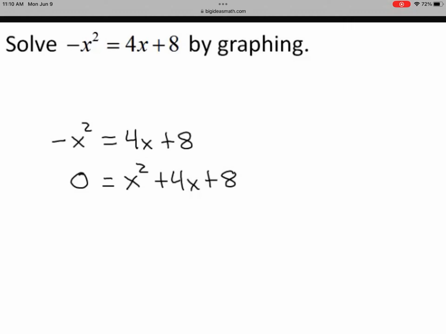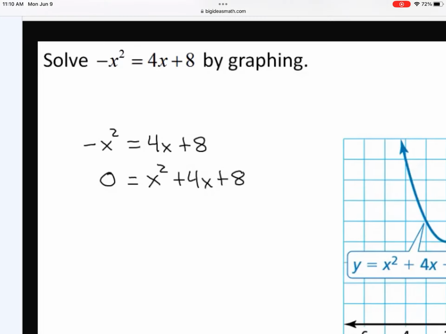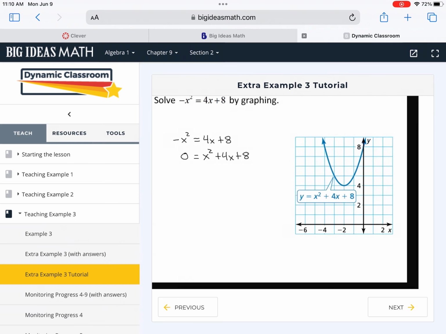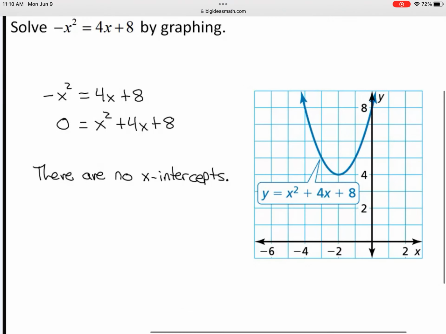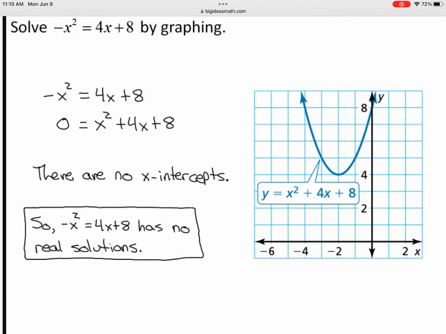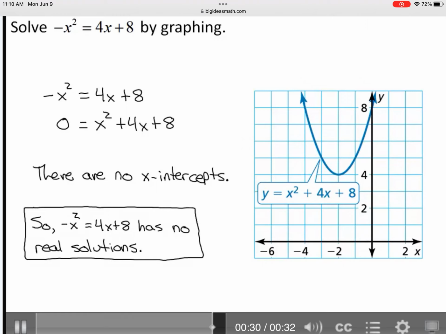Next, graph the related function y equals x squared plus 4x plus 8. From the graph, you can see that there are no x-intercepts. So -x squared equals 4x plus 8 has no real solutions.